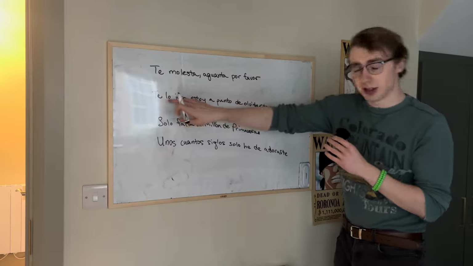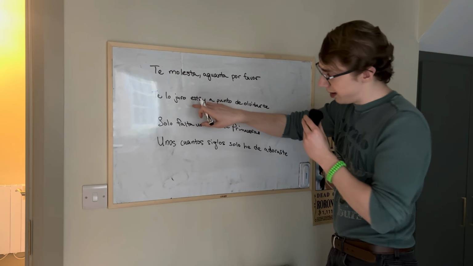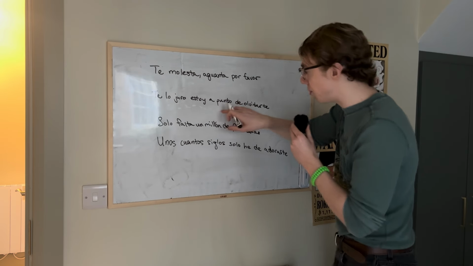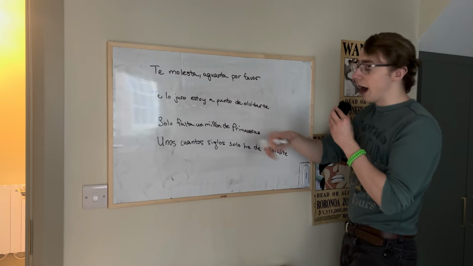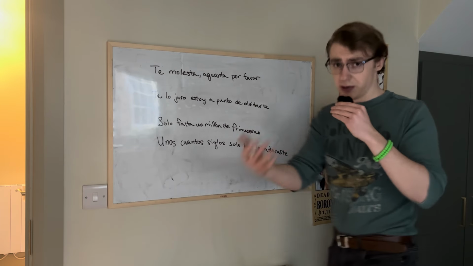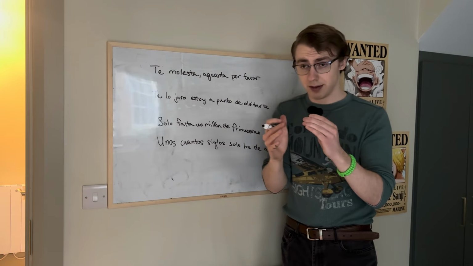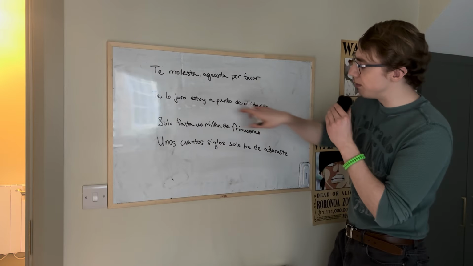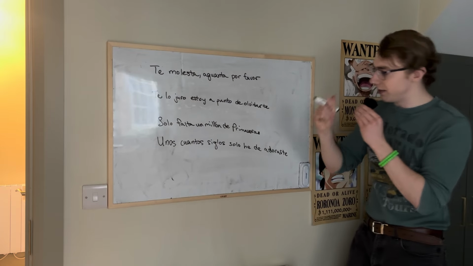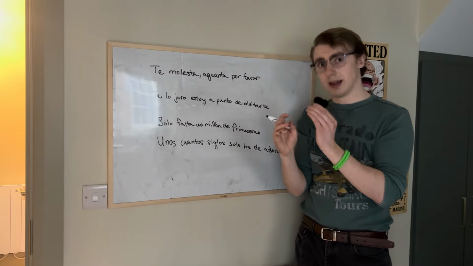Te lo juro, I swear it to you. Estoy, I am, a punto de, at point of, meaning about to, olvidarte, to forget you. So, I swear to you, I'm about to forget you. Right? Te lo juro, estoy a punto de olvidarte. Solo falta un millón de primaveras. Only a million springs are lacking.